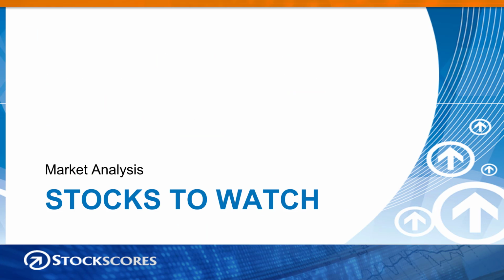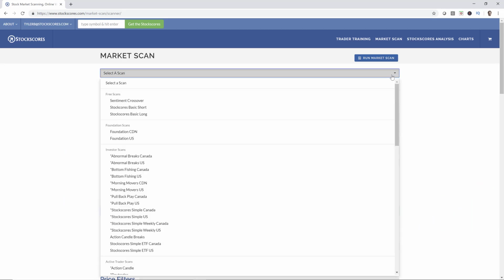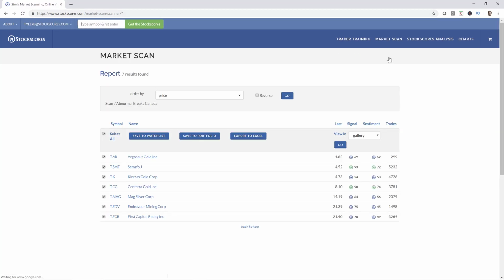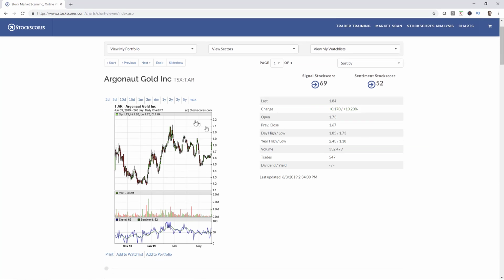All right, let's do our stocks to watch section. In this section, I use the Stock Scores market scan to go in search of opportunity. So we're going to run the abnormal break scan this week. We'll do this on the Canada and US markets. I'll start with the Canadian market. It found 7 stocks very quickly, and I then go and inspect those charts.